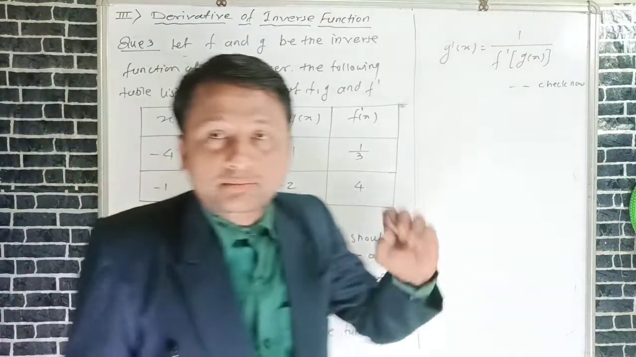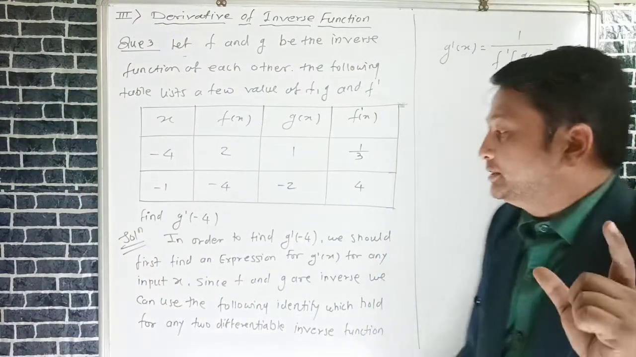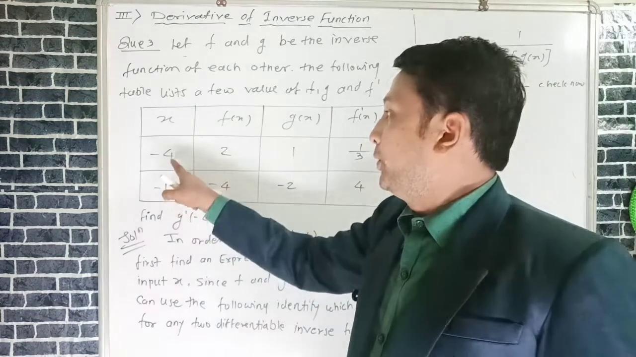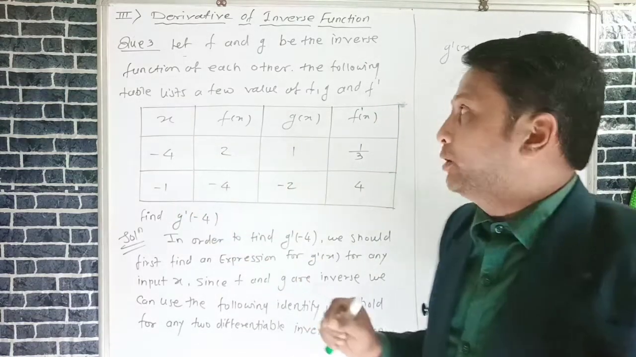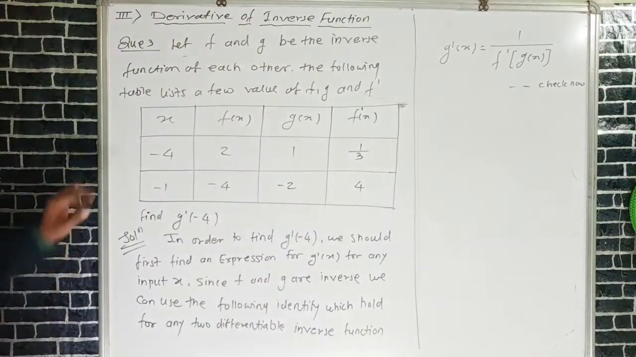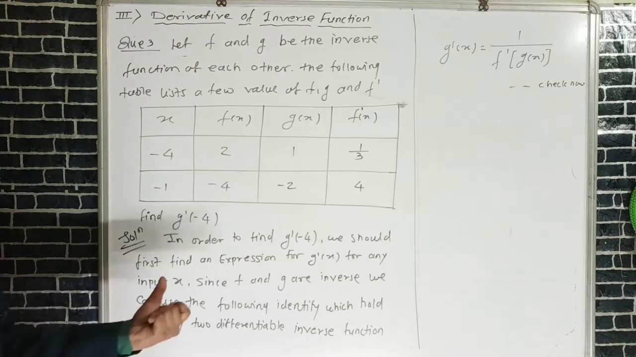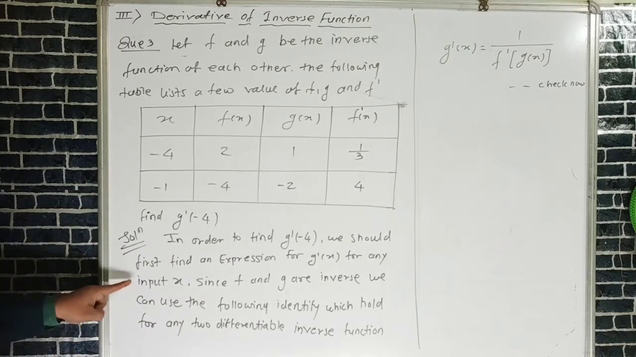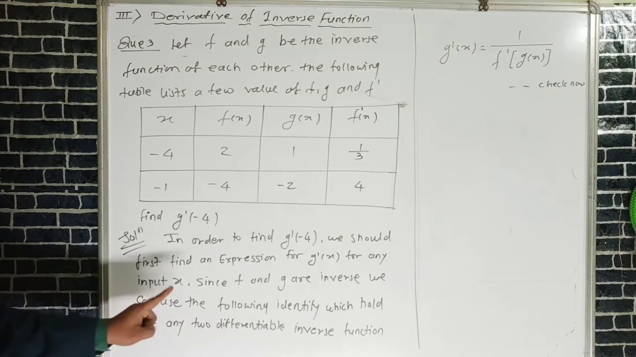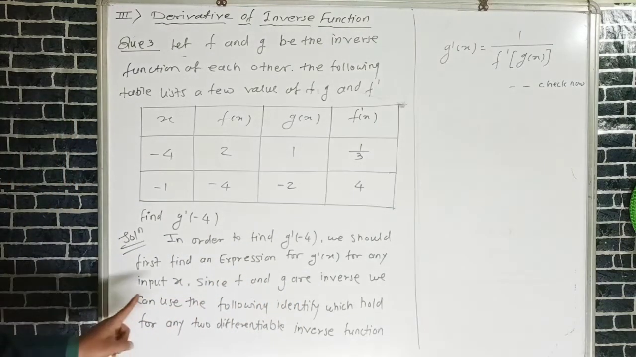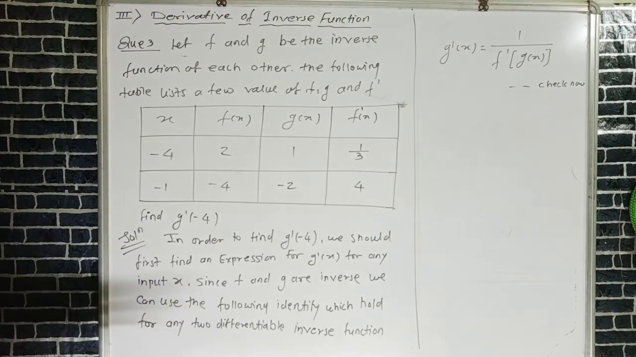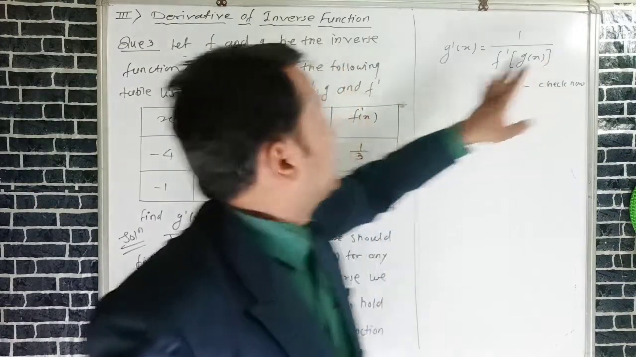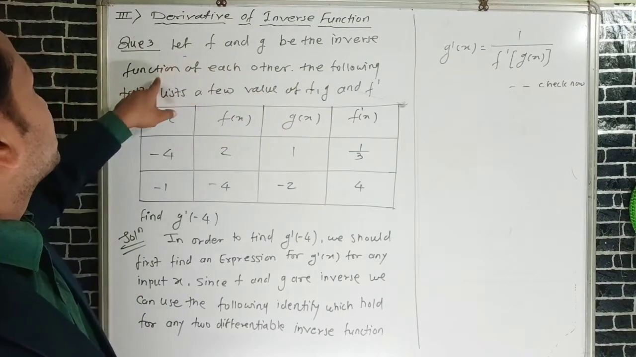To find the value of g dash of minus 4, we first find an expression for g dash of x, and after that we put x equal to minus 4 to get the required value. For any input x, since f and g are inverses, we can use the following identity, which holds for any two differentiable inverse functions: g dash of x is equal to 1 upon f dash of g of x, because f and g are inverse functions of each other.